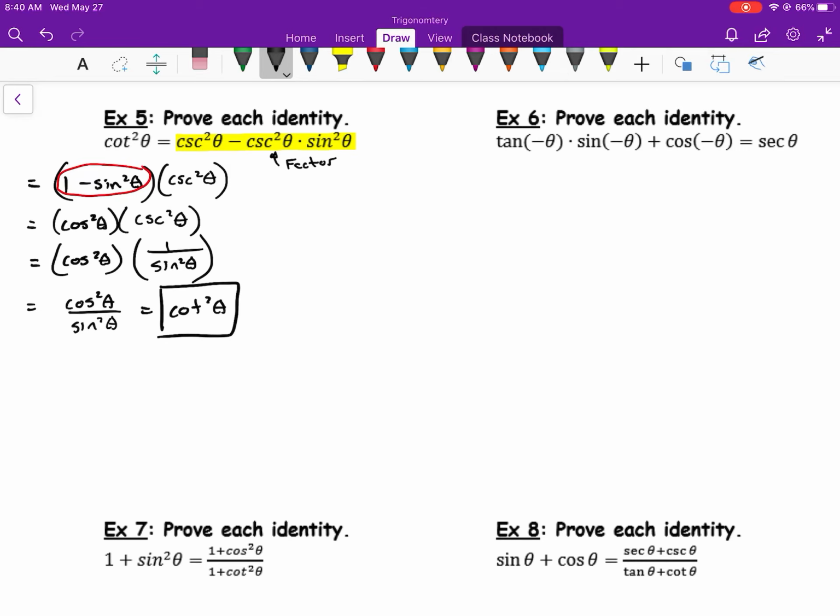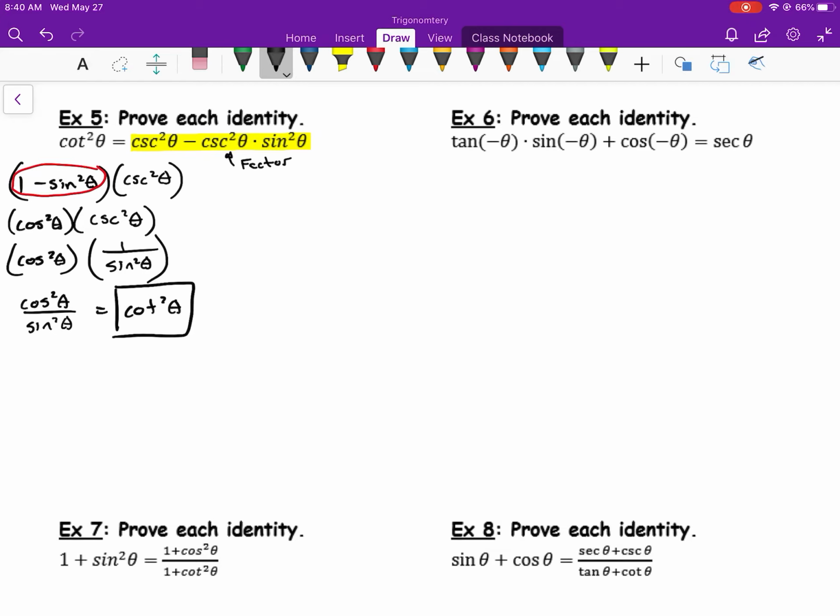Six. Tangent of negative theta times sine of negative theta plus cosine of negative theta is equal to secant. Alright, so this is where you use your odd, even properties. So number 6, tangent of negative theta is negative tangent times negative sine theta, plus cosine. So I'm just using the properties of the identities that were given earlier.